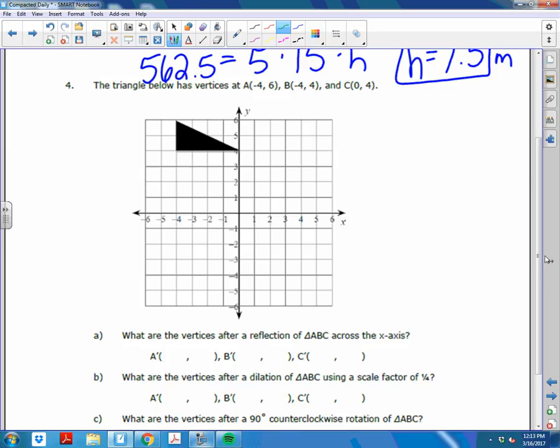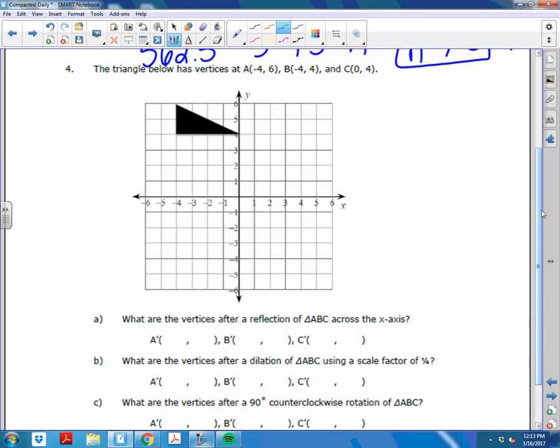We established that. Okay. The triangle has vertices at -4, 6, -4, 4, and 0, 4. What are the vertices after a reflection across the x-axis? Now, this is one of those things where you can either choose to reflect it or you can use the rules. What is the rule for a reflection across the x-axis? Does anyone know, Labib? You change the y to its inverse. So A prime actually becomes -4, -6, B becomes -4, -4, and C becomes 0, -4.